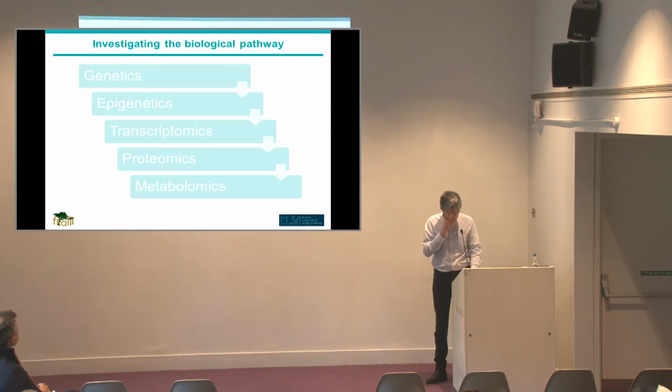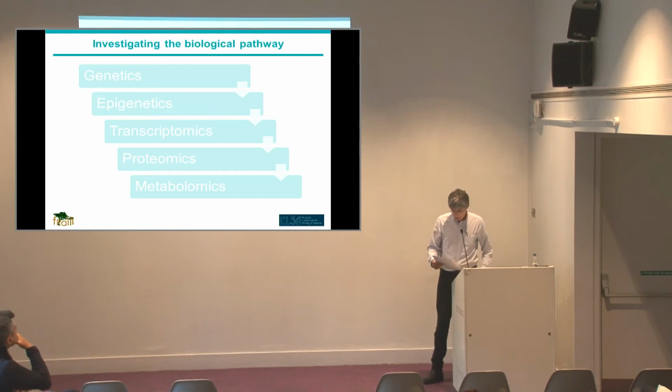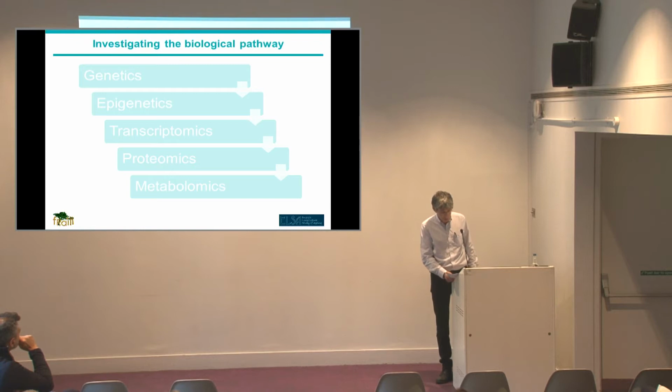Just to say something, and now I'm going to have to start reading a bit because I don't know all of this off the top of my head, just to say something about the kind of biological pathway that we're interested in investigating. And again, this is a slide that I've taken from one of my colleagues. And so we start off with genetics, and I guess many of the audience will be familiar with the use of genetics to some extent within social science studies. It's becoming increasingly popular, of course.